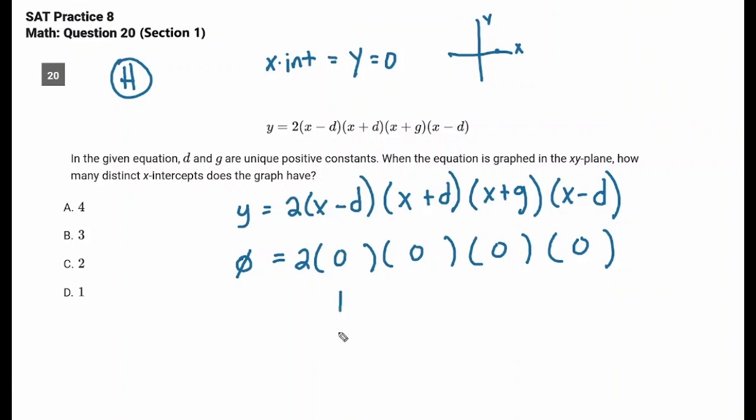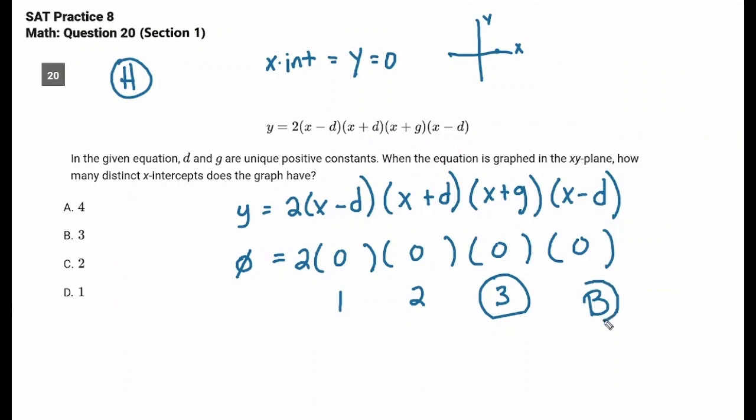That's one thing that could be 0. X plus d could be 0. That's two things that could be 0. X plus g could be 0. That's 3 things that could be 0. X minus d can be 0, but you already did it, and it says unique here, it says distinct here. So how many distinct, unique times can you make a 0 in here to get y equals 0? And the answer is 3. So the answer is B.